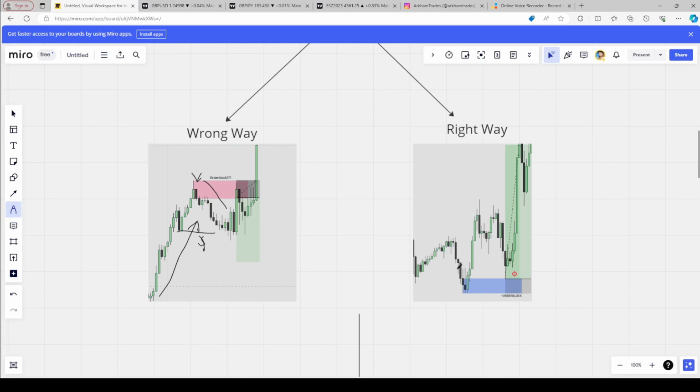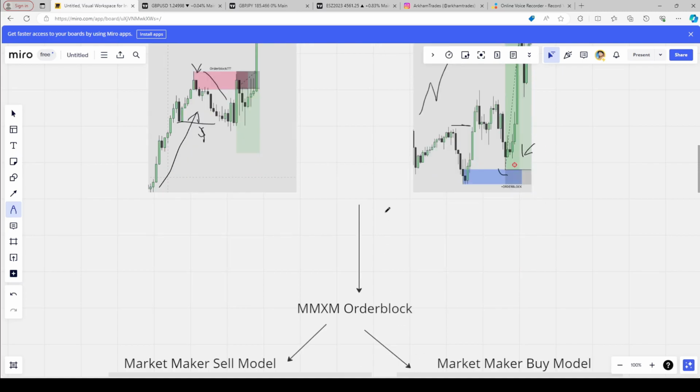Compared to this guy, where the trend was higher, we break structure to the upside, price then retests at this last down close candle, he gets a sniper entry and gets like 1 to 8R. This is how to properly vet order blocks, based on trend, where you are in structure, and overall direction and draw.